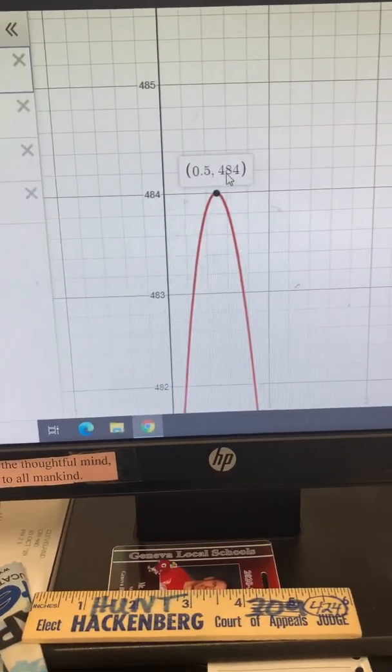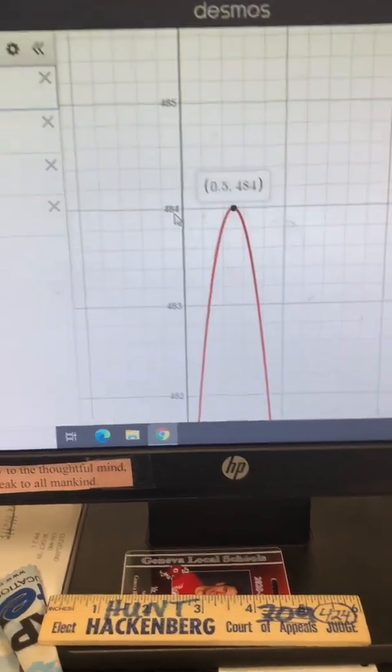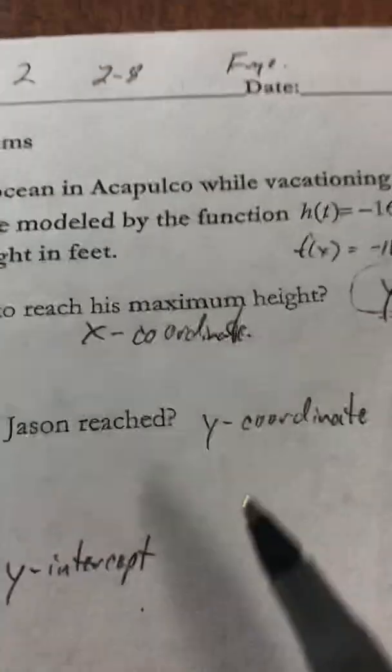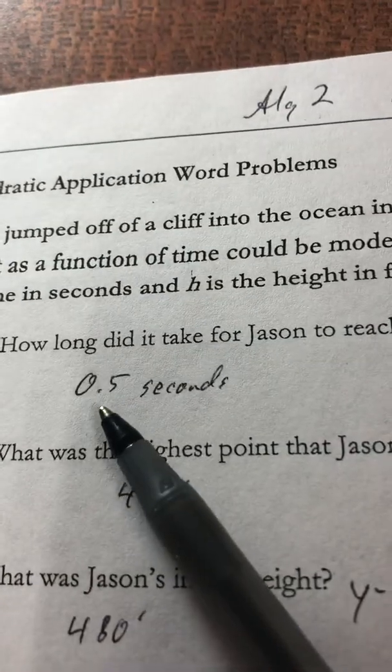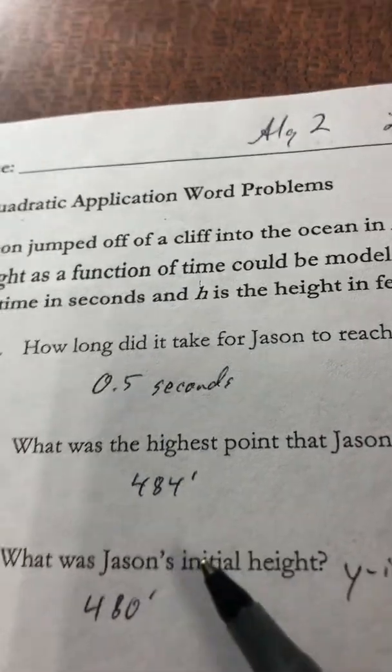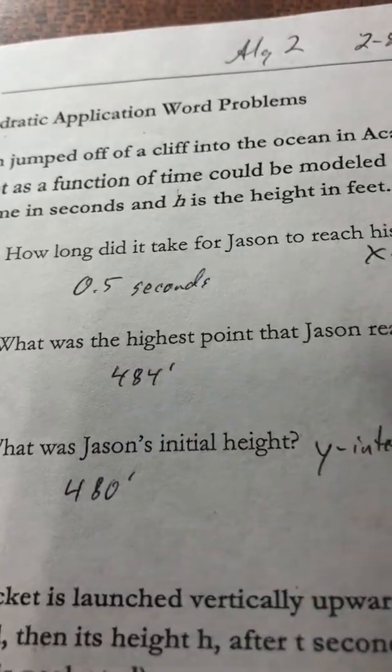This is the maximum height right here. This is your y-axis, or the y coordinate. So the x coordinate is the seconds, 0.5 seconds, and the highest point is the y coordinate, the 484.